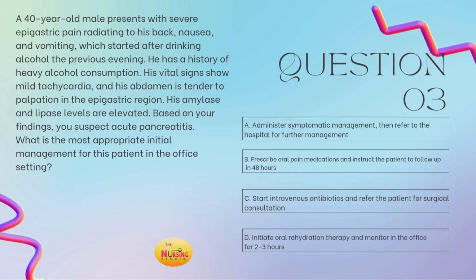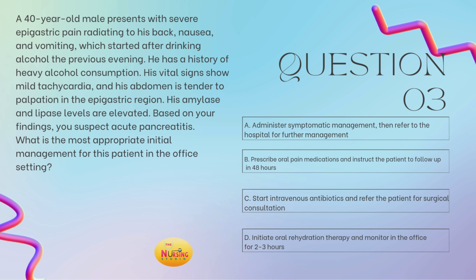And then lastly, question number 3. A 40-year-old male presents with severe epigastric pain radiating to his back, nausea and vomiting, which started after drinking alcohol the previous evening. He has a history of heavy alcohol consumption. His vital signs show mild tachycardia, and his abdomen is tender to palpation in the epigastric region. His amylase and lipase levels are elevated. Based on your findings, you suspect acute pancreatitis. What is the most appropriate initial management for this patient in the office setting?